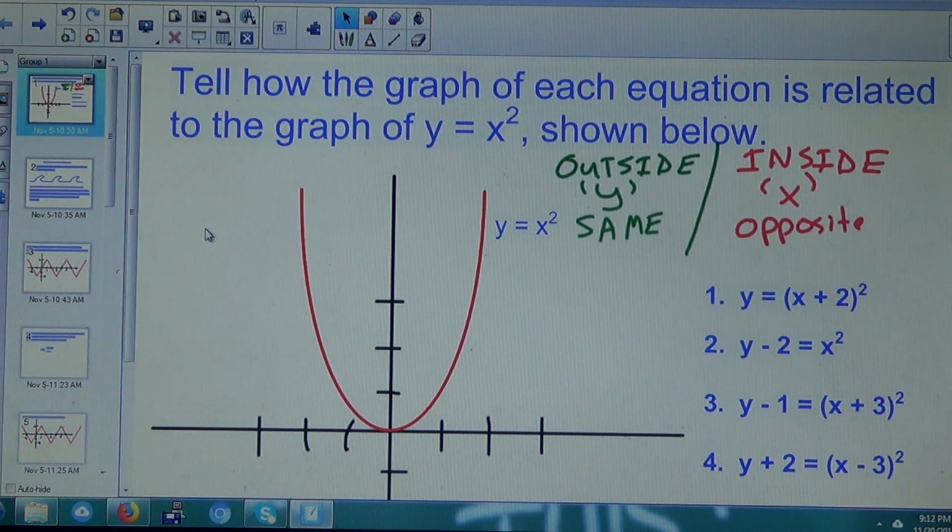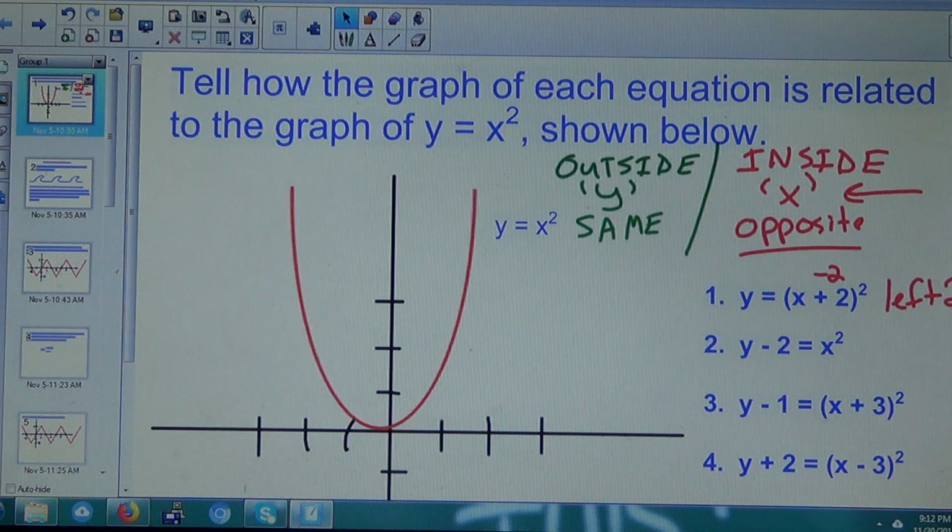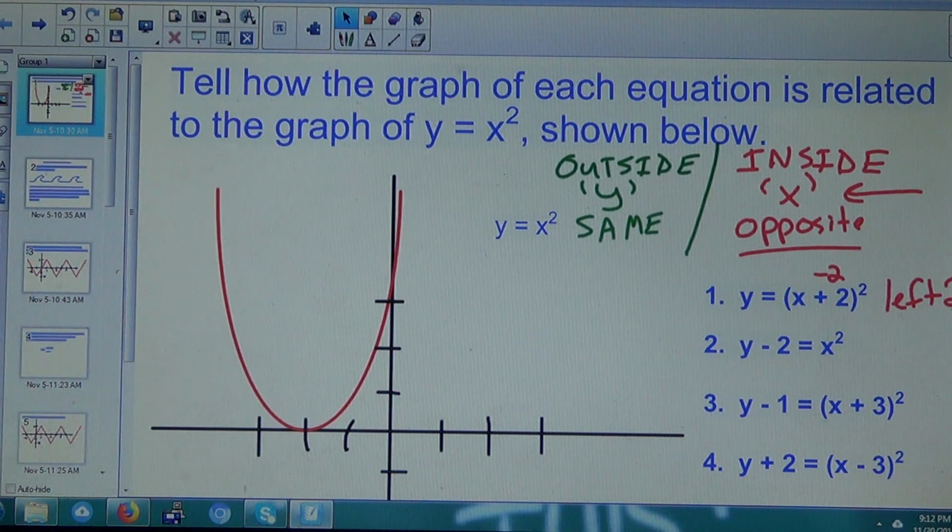So this is going to move left or right, and we're going to do the opposite of what's happening. Since there's a plus 2, we are going to do the opposite of plus 2, which is minus 2. Minus 2 on the what values? The x values. So which direction would minus 2 be on the x-axis? On this one, we are going to go left 2 units, because it's the opposite. So that is what my equation looks like for number 1.